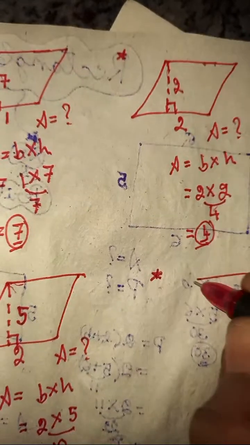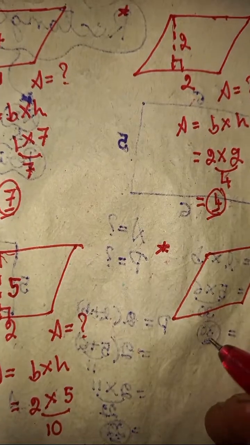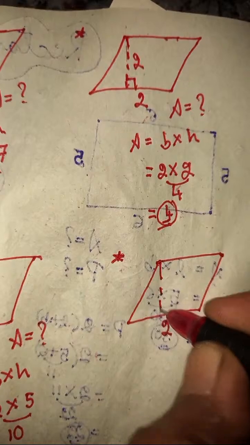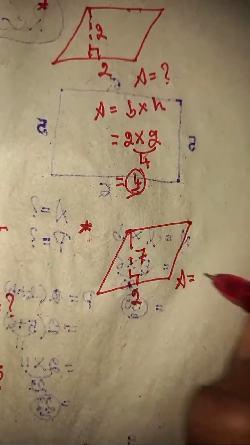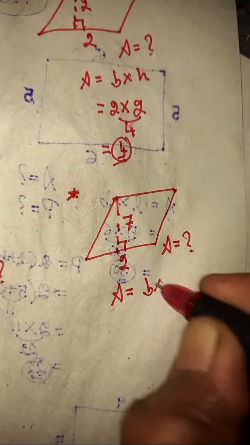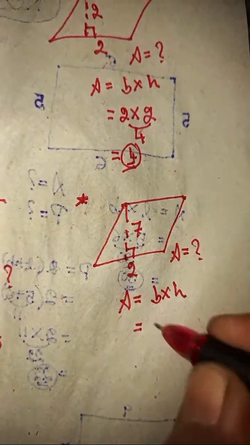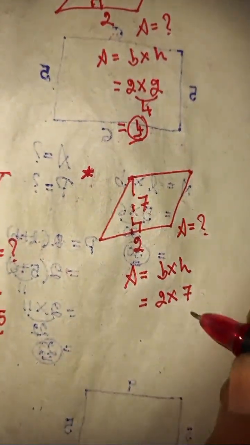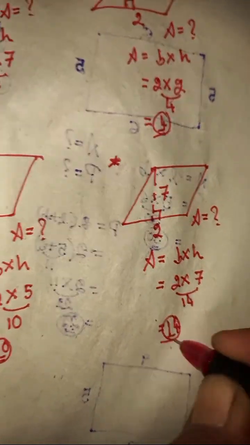Let's take one more parallelogram. In this parallelogram, the base is 2 units and the perpendicular height is 7 units. Here also find the area. Area is base times perpendicular height. Here the base is 2 units times the perpendicular height, which is 7 units. 2 times 7 is 14, so it is 14 square units.